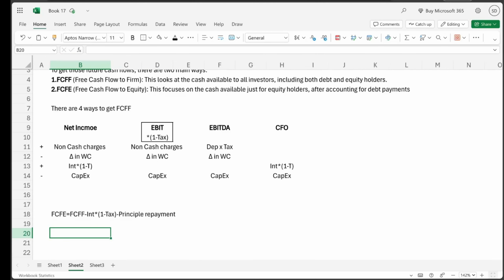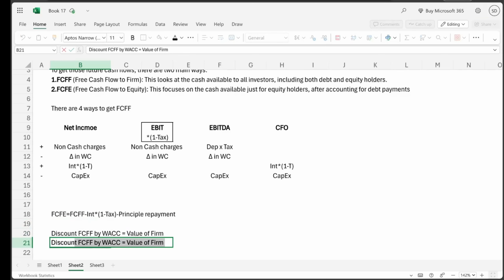After getting our cash flows, we have to discount them to get our present value. If we discount FCFF by WACC, then we get the value of the firm, right? And if we discount FCFE by what? By the cost of equity, we will get the value of equity.